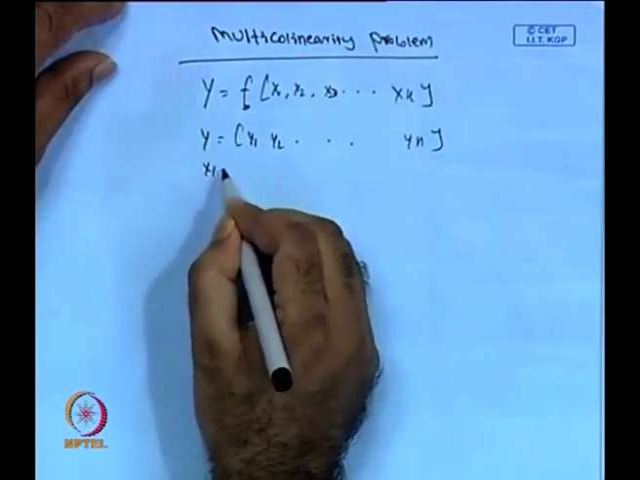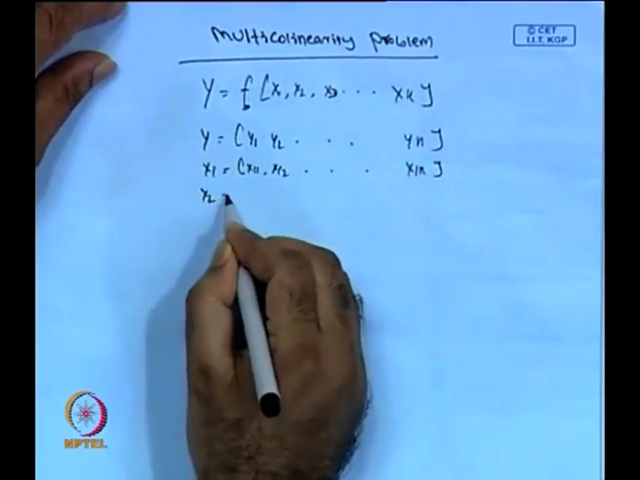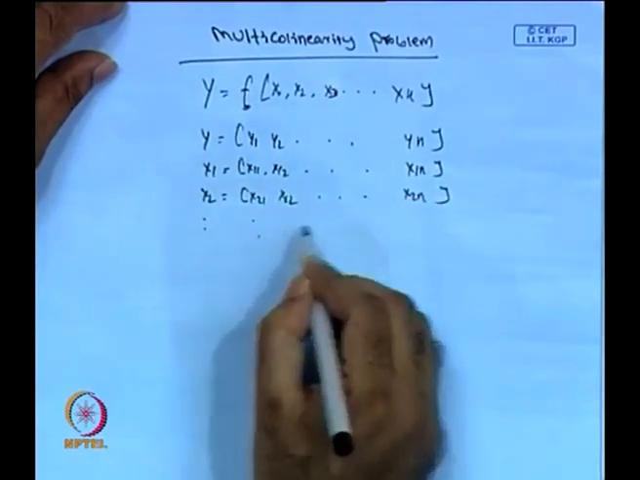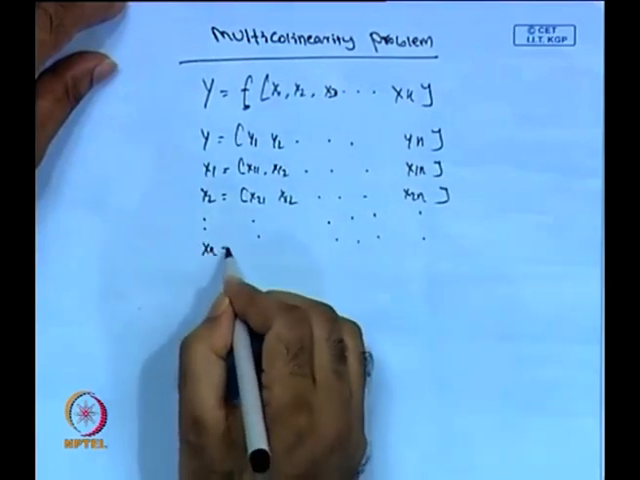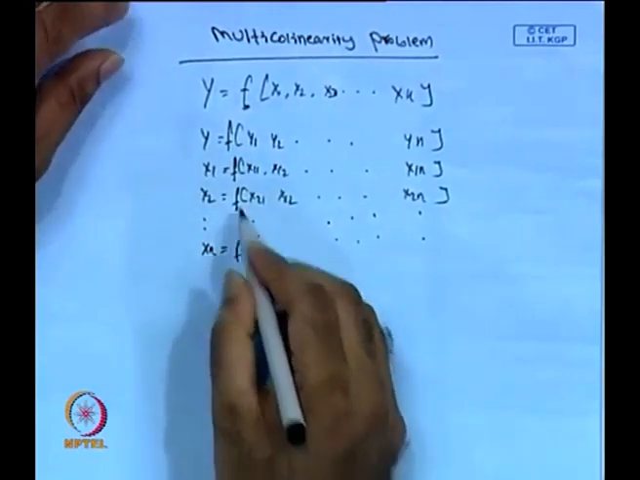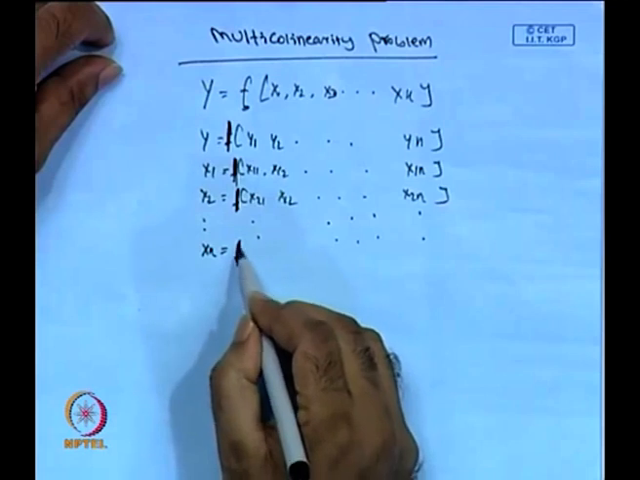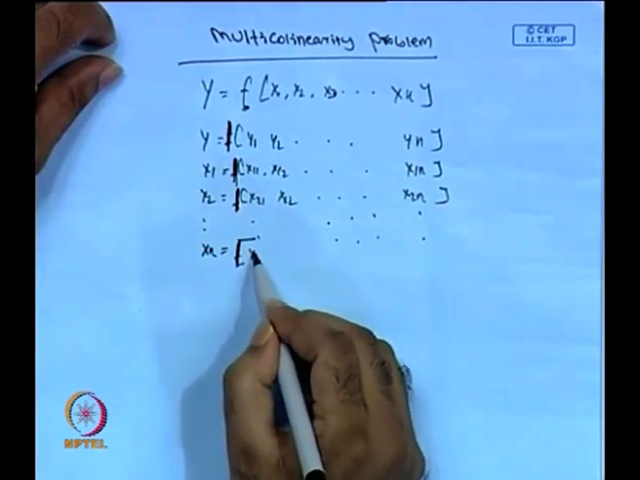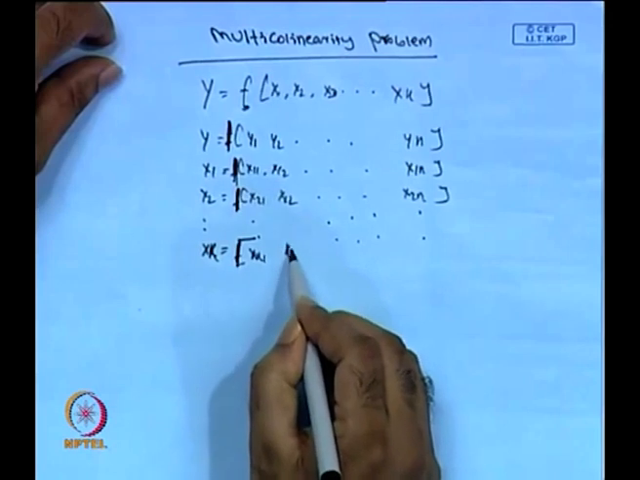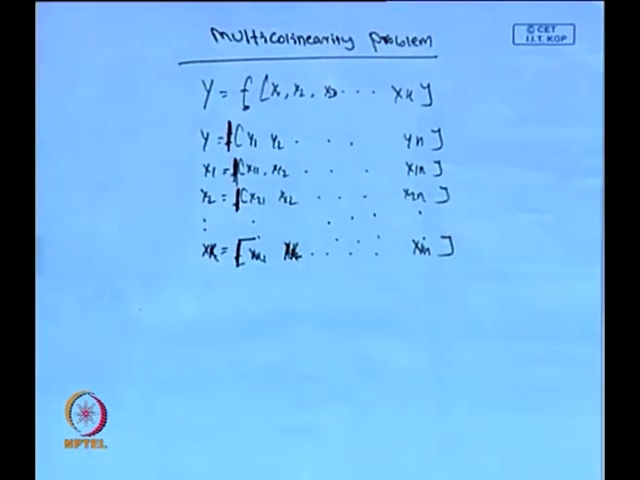To yn, and x1 is considered as x11, x12 up to x1n, then x2 considered as x21, x22 up to x2n, and continue. Then xk is equal to xk1, xk2, then continue up to xkn. Every time there is a function between y and x, it is a set of series. So this is how the system works.